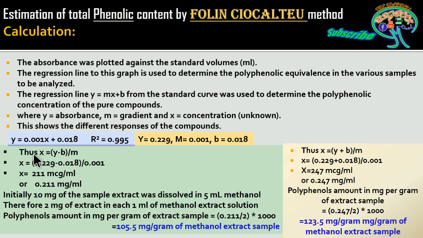Now, this is one kind of formula used to analyze the phenol. I have also seen the similar y is equal to mx plus b formula taken in this manner, where x is equal to (y plus b) divided by m. The same values are subjected, and the value of milligrams of phenol per gram differs, at 123.5 milligrams per gram of methanol extract sample.